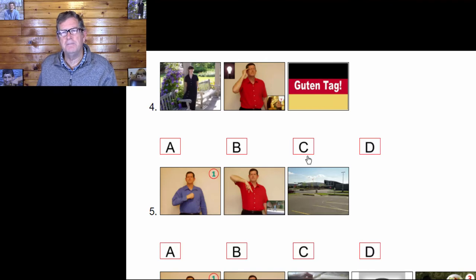¿Cuánto comprende alemán? Again. A. ¿Cómo comprende alemán? B. ¿Dónde comprende alemán? C. ¿Quién comprende alemán? D. ¿Cuánto comprende alemán? C is the correct answer. ¿Quién comprende alemán? Who understands German? La mujer comprende alemán. That's the answer to that question, okay?